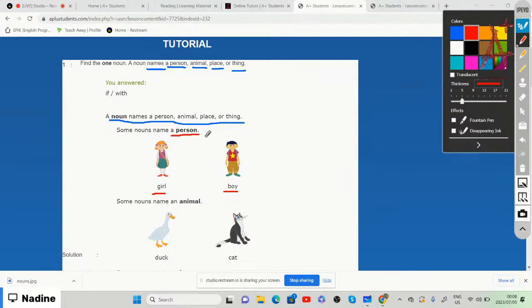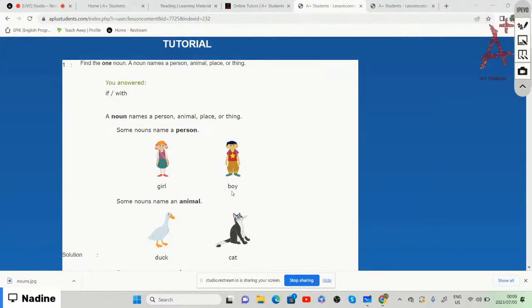So some nouns name a person. Then some nouns name an animal, right? So then we can identify them as a duck. In this picture that you see over here it's a cat. You can even identify more animals such as the dog, snake, lion, whatever you want to identify the animal as. Or whenever you see a picture, you'll be able to identify that specific animal. So some nouns also name animals.